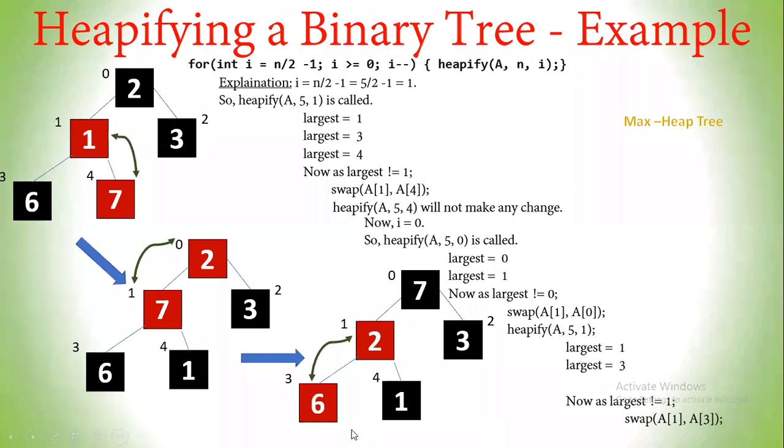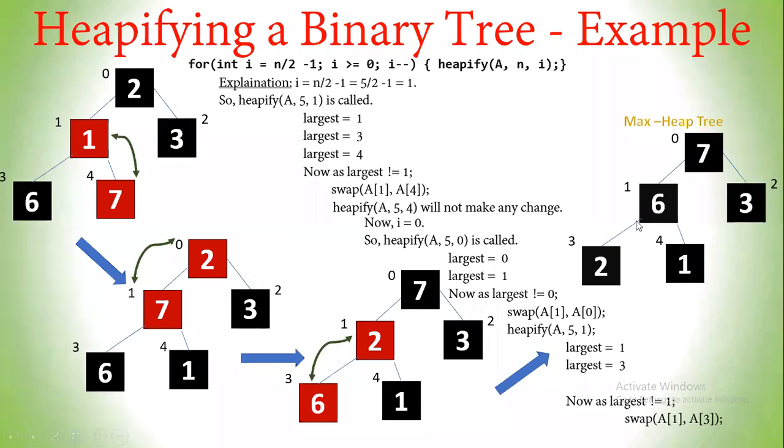Swap A1 with A3. When we swap, we get this tree. 2 will come here, 6 will go here. Swap, and now we have to call again heapify A5 3. But A5 3 has no change, because this is a leaf node. You can understand when you go to that algorithm. So what is this?